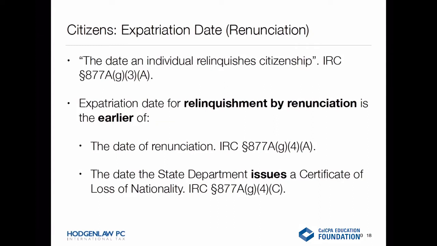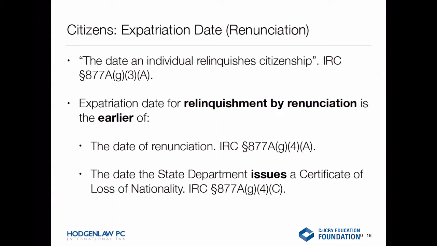The expatriation date for people who renounce their citizenship is the earlier of 2 dates. The first is the date of renunciation. That's the date that you go before the consular official and you swear your oath of renunciation. The other date is the date that the State Department issues a certificate of loss of nationality.